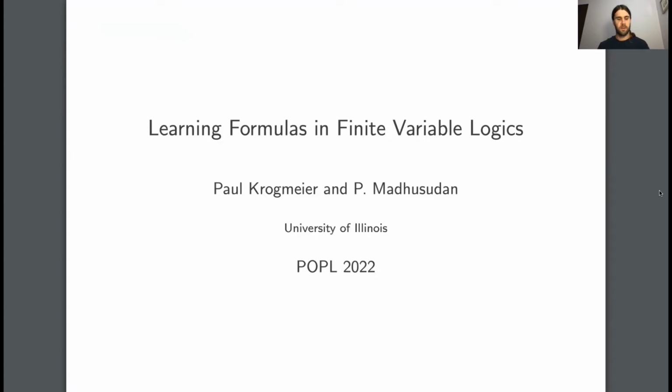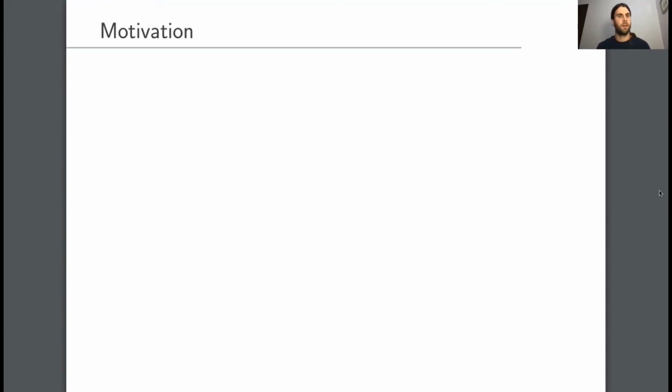This work is about supervised exact learning in the context of logic. So the idea is to learn logical concepts from examples that are first-order structures, and the hypothesis space is the formulas of some logic. So why look at this problem?